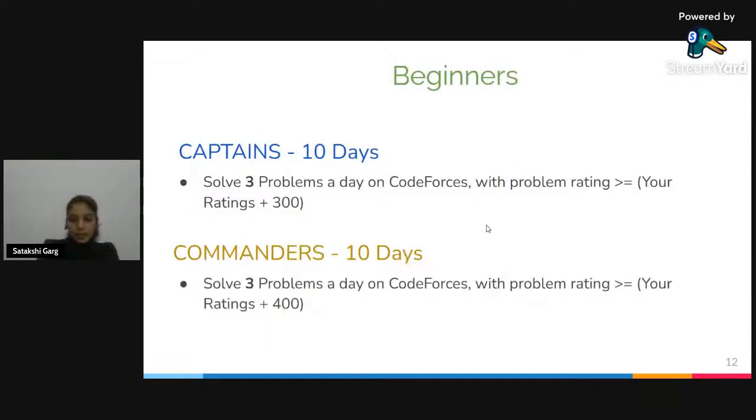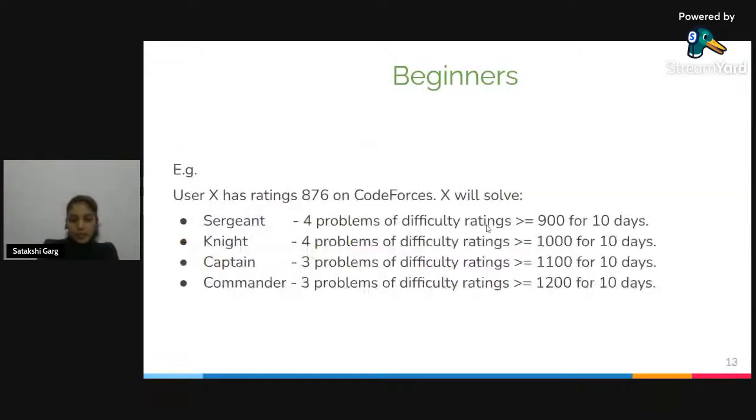Now let's talk about it. Here I have given one example. Suppose a user has a rating of 876. As I said, the system will track it as 800, right? So for sergeant level, the person has to solve four problems of difficulty rating 900. Then for knights, the person has to solve four problems of difficulty rating 1000. Then 1100 difficulty rating problems, but this time it will be three problems a day, right? And for commanders as well, it would be three problems a day with the difficulty rating 1200, right? So that is how the beginners level goes.